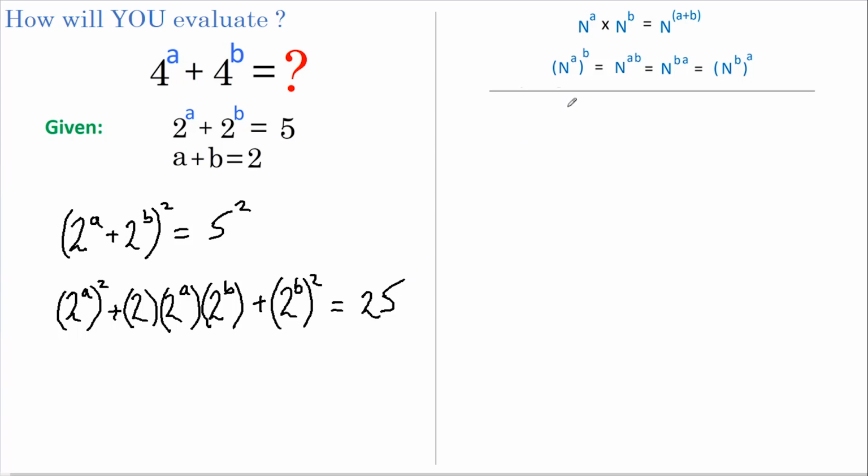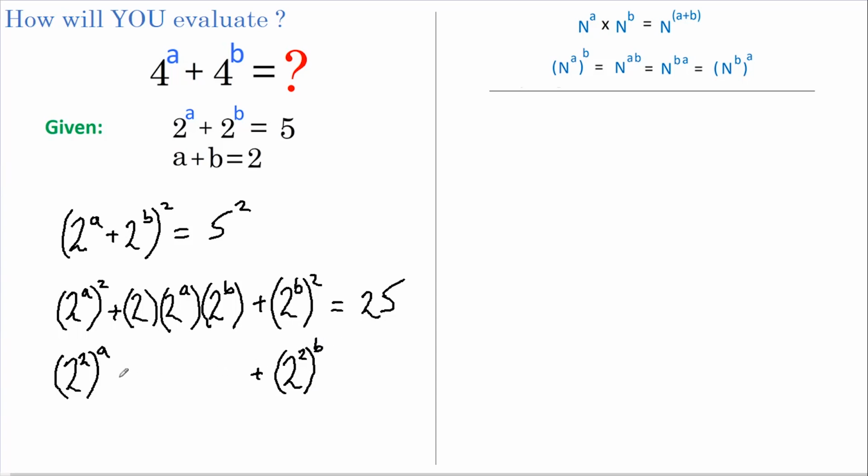Next, I'm going to apply rule number 2, which says that if we have a number raised to a power and that's all raised to another power, then we can rewrite this as that same number to the powers in the reverse order. Therefore, 2 to the power of a, squared, becomes 2 squared to the power of a. And likewise, 2 to the b squared becomes 2 squared to the power of b.